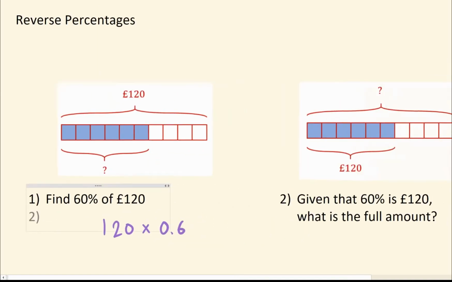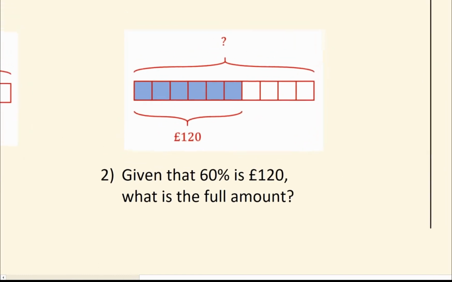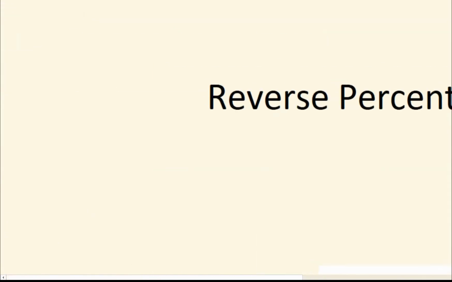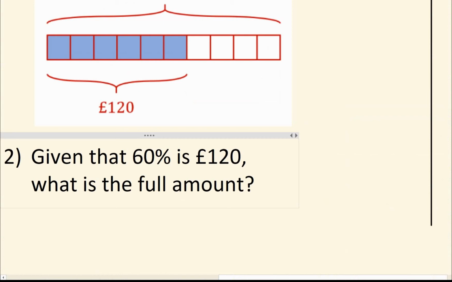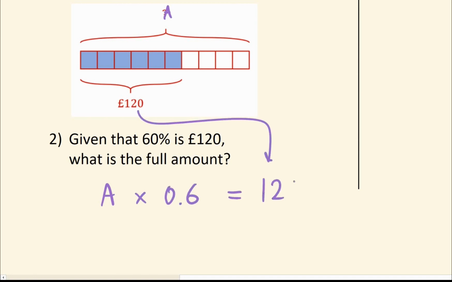We can then show the exact opposite problem. We could say, well, if we know 60% is 120, how could we work out the full amount? Okay, this you're basically working backwards, hence the name reverse percentages. So what's happened here is I had some amount, let's call it A. Let's say A is my total amount, and I found 60% of it. So I did A times 0.6, and that gave me my answer, which we were told is £120. I then want to work backwards to work out what my full amount is, what my A is going to be.